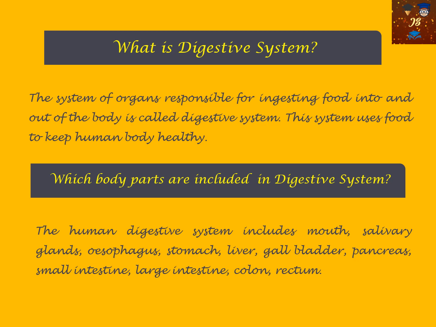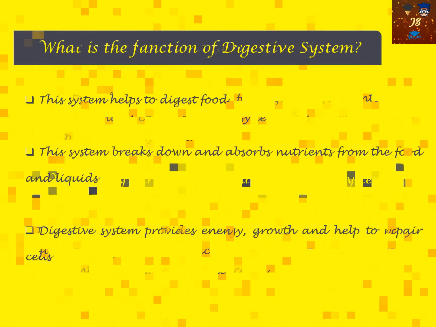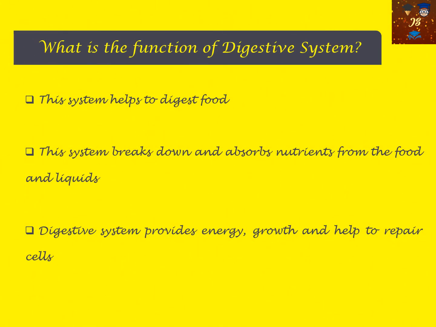Just a review of the previous video, where we discussed what the digestive system is and which body parts are included in it. You can see here that the mouth is the first part of the digestive system, so today we will discuss the mouth and the salivary glands. We also discussed the different functions of the digestive system, that is, it helps in the digestion of food and all. Hope you have gone through the video.